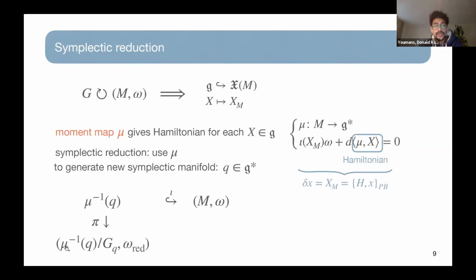And it turns out that this quotient space is a symplectic space whose symplectic form omega reduced satisfies this condition, namely that if we pull back the original symplectic form under the inclusion map, it is the pullback of this new symplectic form under the projection map. So basically the idea is to take the moment map mu and consider its pre-image of a certain point in G star and quotient by the stabilizer group.